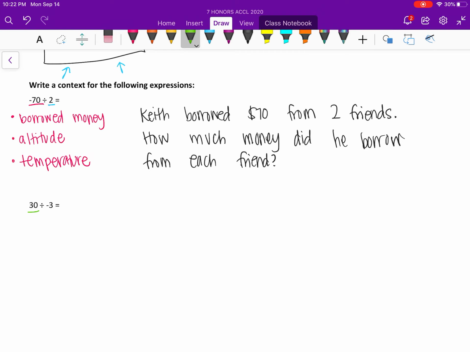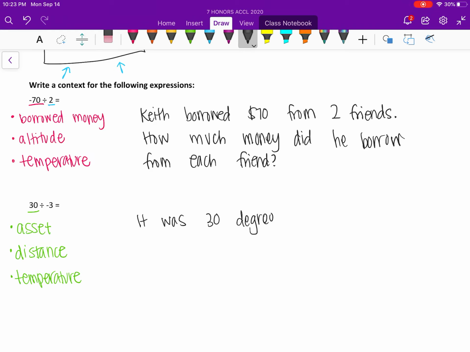Okay, well, what about this second one? Mrs. Trujillo, this one starts with a positive. Well, let's think about it. So that's an asset. Okay, that could be money that we have, or that could be net worth that we have. It could also mean distance. It could mean temperature, right? Because temperature can also be positive. In fact, for my example, I think I'm going to use temperature. So let's just say on December 12th, it was 30 degrees. And I just like December 12th. I don't know why.